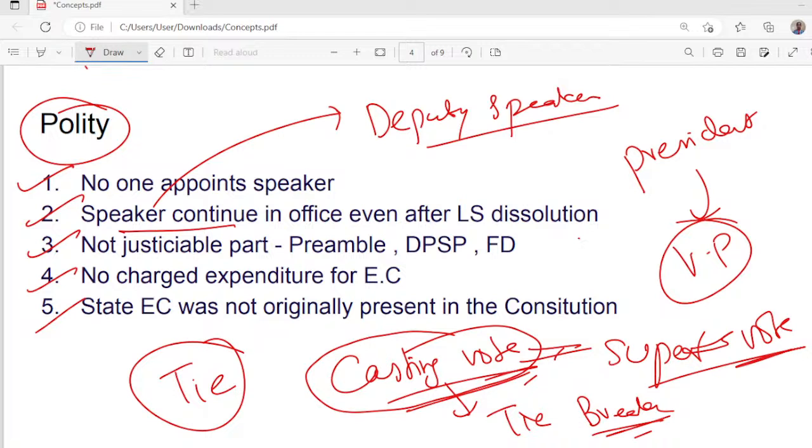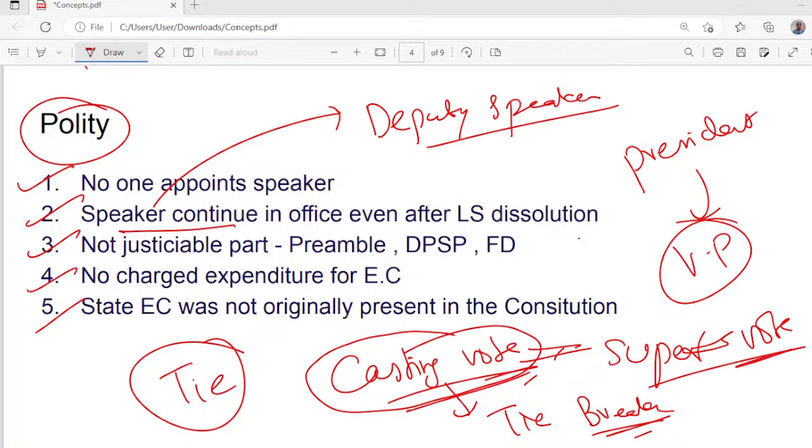Next point, write down: not justiciable. That means something is present in the Constitution, but you cannot go to the court. For example, there is something called economic opportunity in the preamble. The preamble says economic opportunity, and you don't have a job. You cannot go and file a case. That is also not possible. So certain elements in the Constitution are not justiciable.